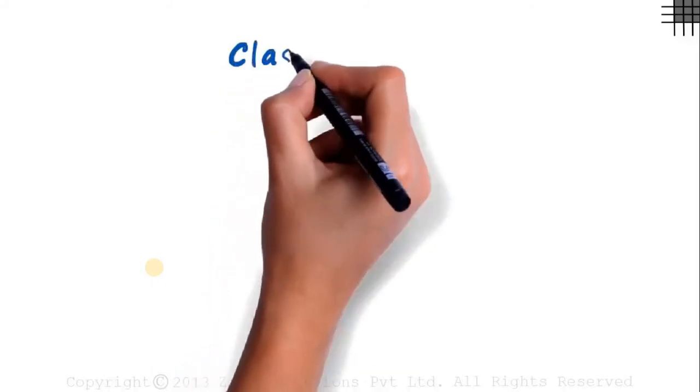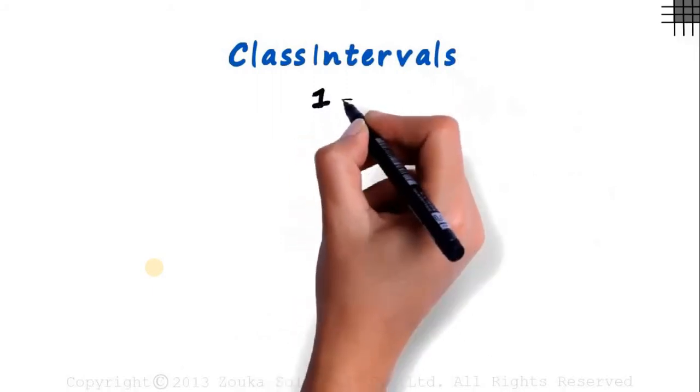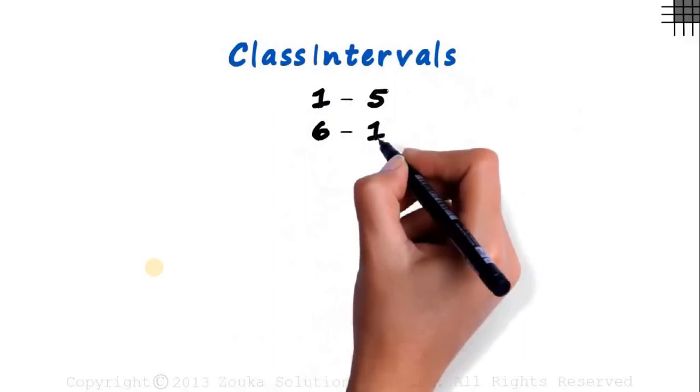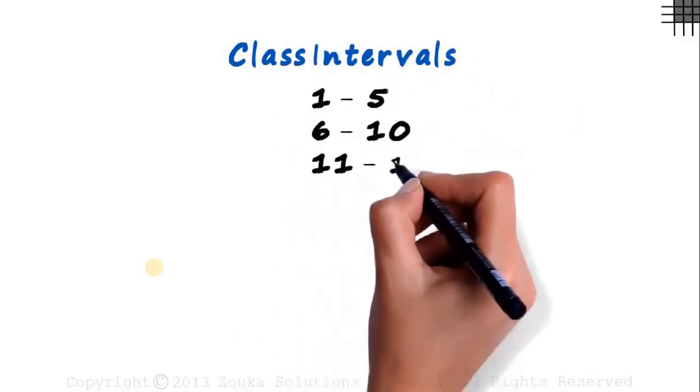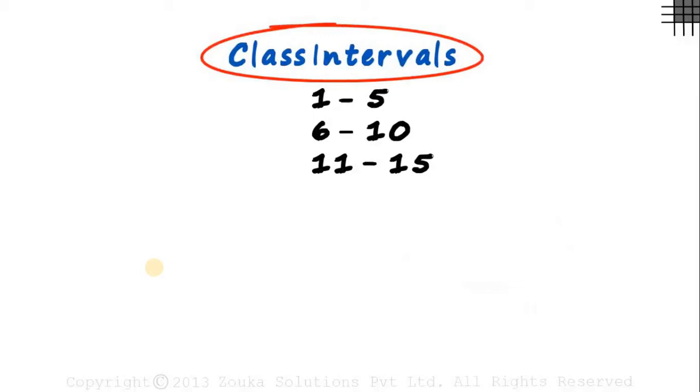Grouping is used when the data is very large, and the groups are called class intervals. For example, we have groups like this: 1 to 5, 6 to 10, 11 to 15, and so on. There are a few things to know about class intervals.